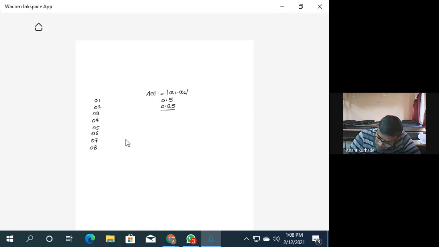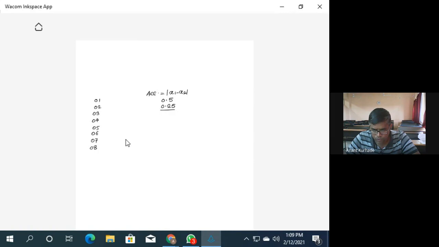0.25. So again, is it less than or equal to the given accuracy? Now we have found the accuracy as 0.25, and what is given? We have been provided accuracy as 0.01. So this calculated accuracy is equal to given, or less than given, or greater than given?